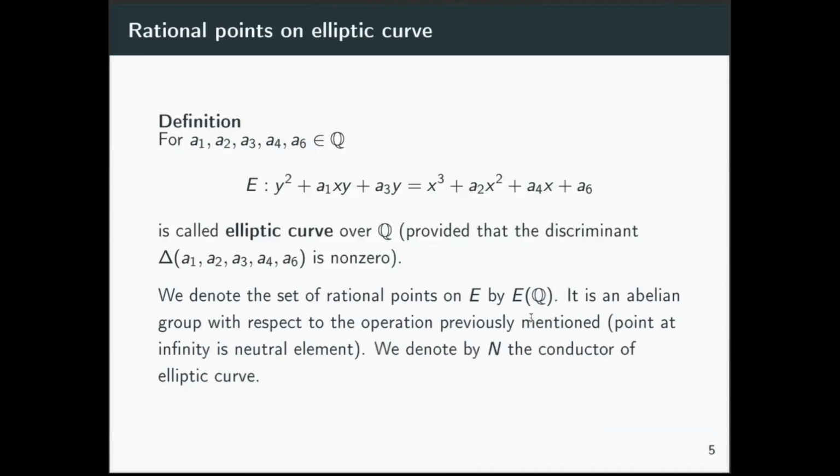We will denote by N the conductor of the elliptic curve. The precise definition is not so important. You can think of it as some number which tells us something about the complexity of the elliptic curve. The larger the conductor, the more complex the elliptic curve is. What this conductor really is, is a number that gives information about the primes of bad reduction of the elliptic curve. But this is not so important right now.